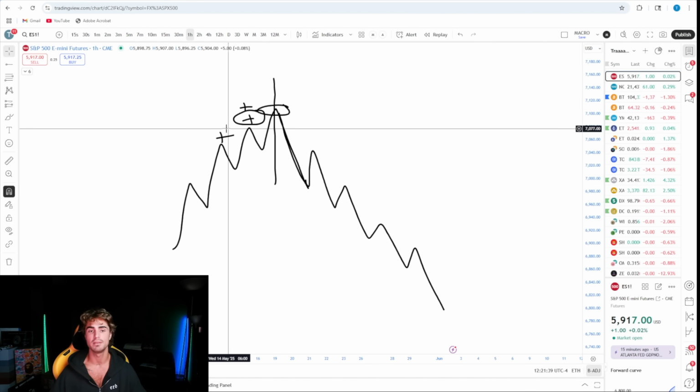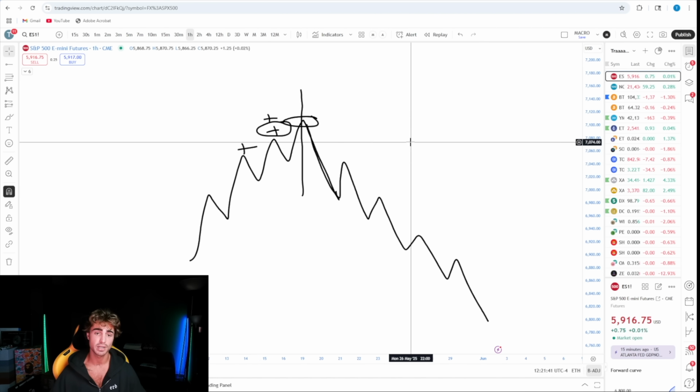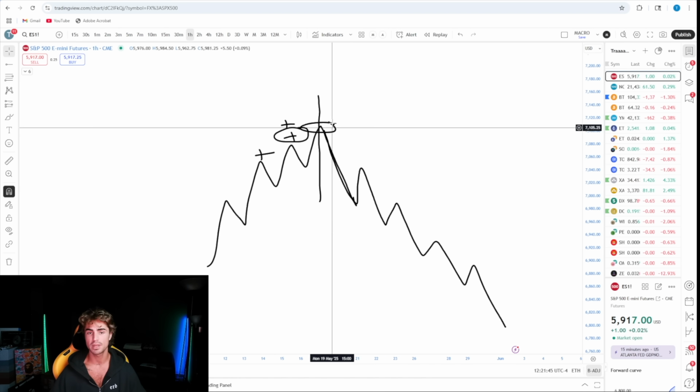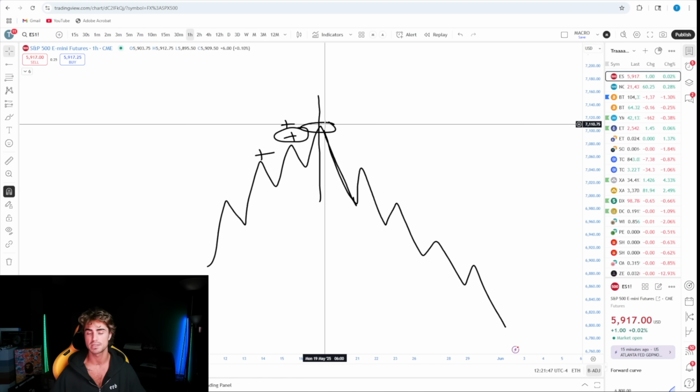And this is probably the exact situation that a lot of you guys are getting stuck in, where you guys are pressing buy above highs because you think it's breaking out and you think price is going to go higher, and then boom, you get stopped out.